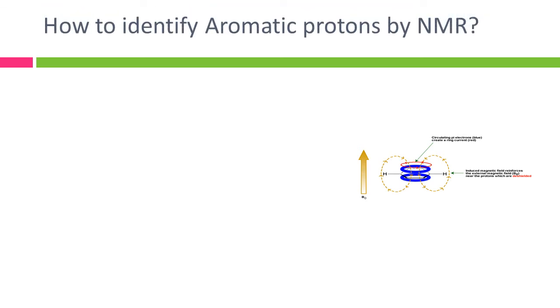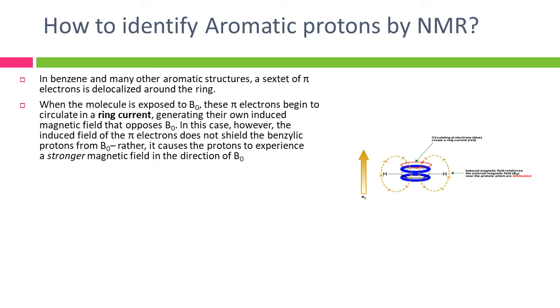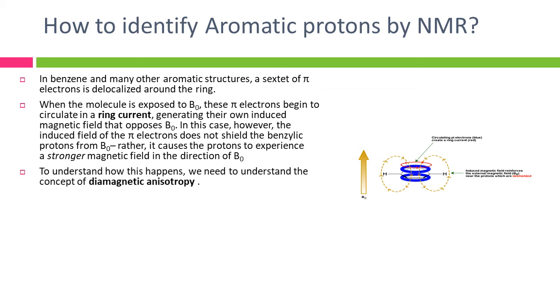Now, how to identify aromatic protons by NMR technique? In benzene and many other aromatic structures, a sextet of pi electrons is delocalized around the ring. When the molecule is exposed to a magnetic field, these pi electrons begin to circulate in a ring current, generating their own induced magnetic field that opposes the magnetic field.